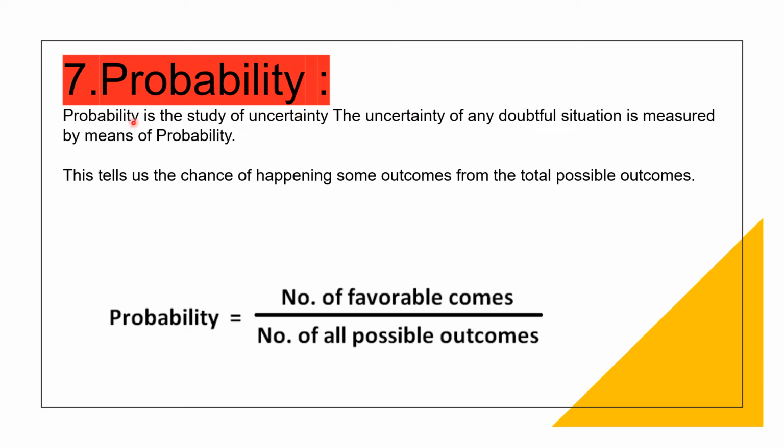Seventh, probability. Probability is the study of uncertainty; any doubtful situation is measured by means of probability. Its formula is number of favorable outcomes upon number of all possible outcomes.